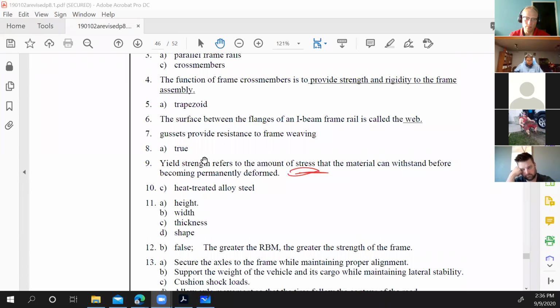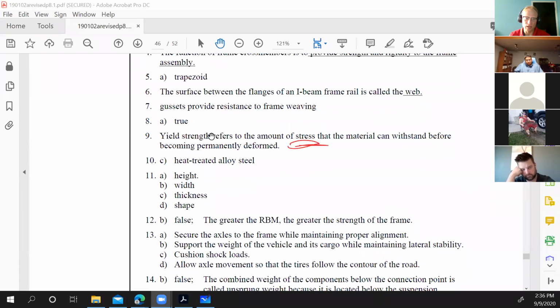The yield strength. Yield strength, right on. So yeah, number 9, I said the amount of stress or amount of force. Force and stress, very, very similar words, but the point of it is how much of it can withstand before becoming permanently deformed, okay? That permanently deformed is the important part.